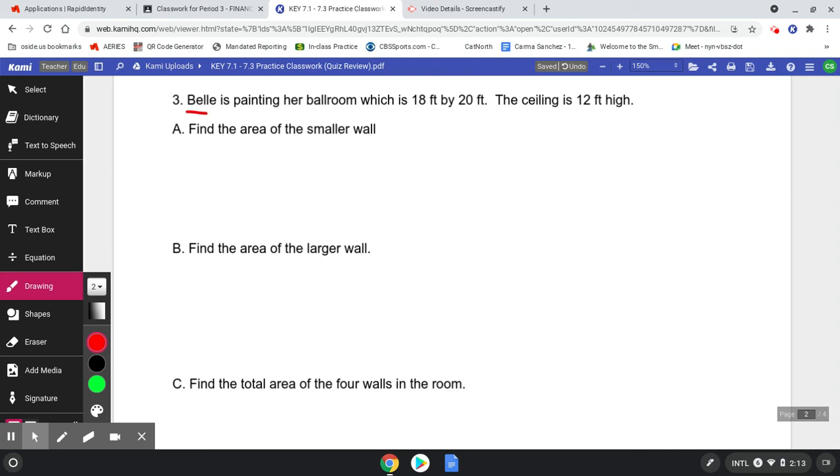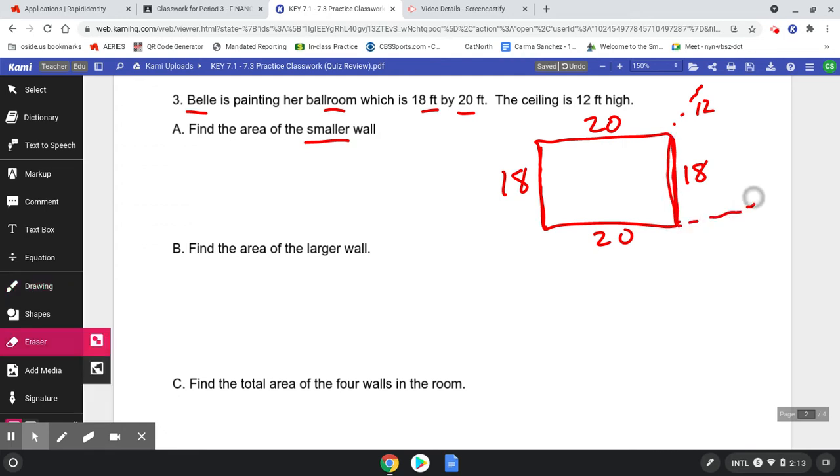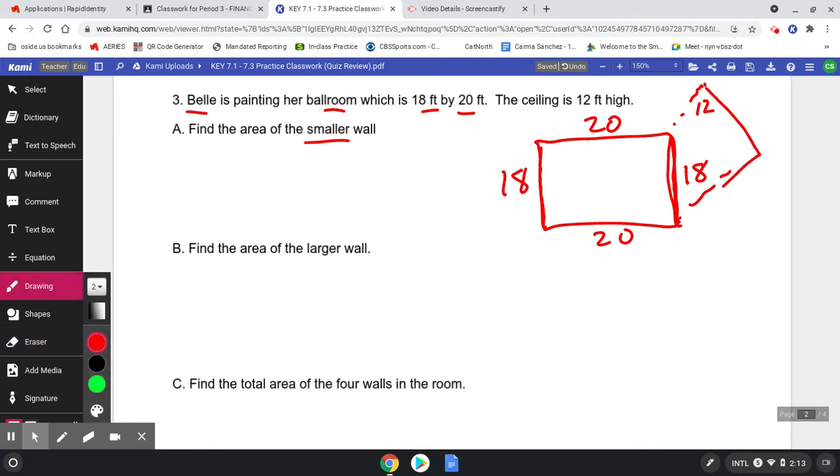Okay, in this example, Belle is painting her ballroom, which is an 18 by 20 foot ballroom. So imagine that the square footage of the floor would be an 18 by 20, that one side is actually shorter than the other. And then you've got this ceiling height of 12 that they're giving as well. So when they ask you for the area of the smaller wall, imagine that they are talking about this shorter length, 18, with the height of 12, that they're talking about the 18 by 12 wall. Picture that kind of in 3D, that this is the wall that they're talking about.